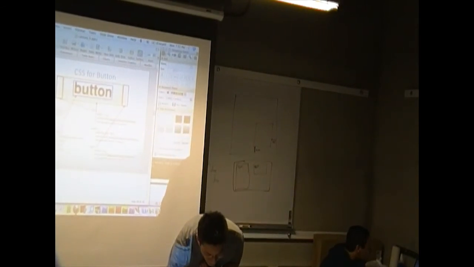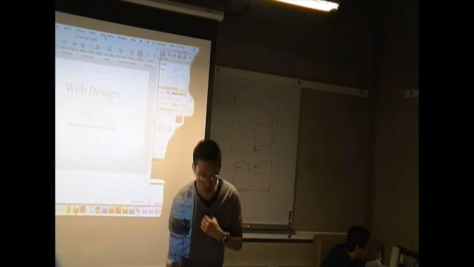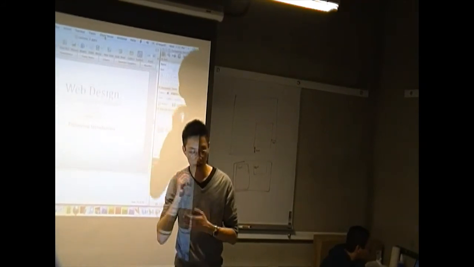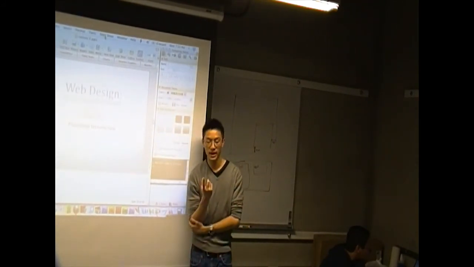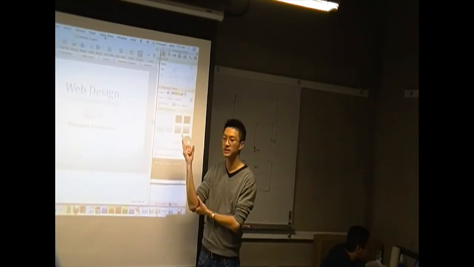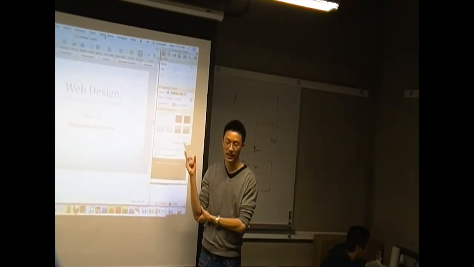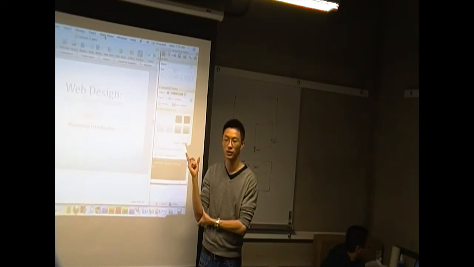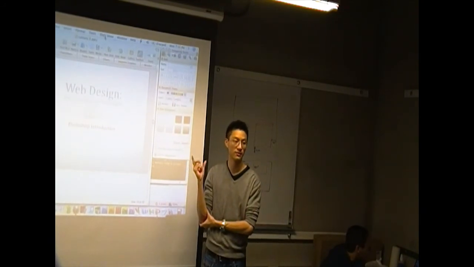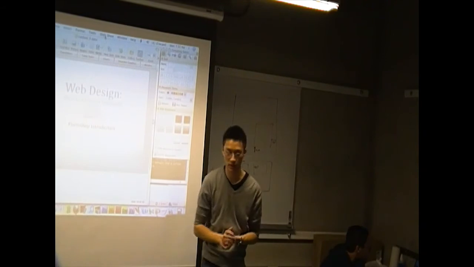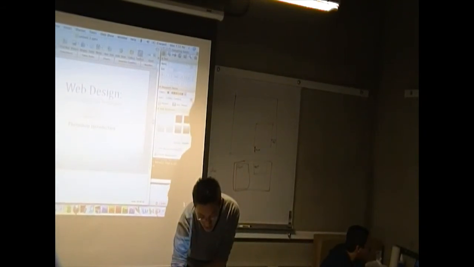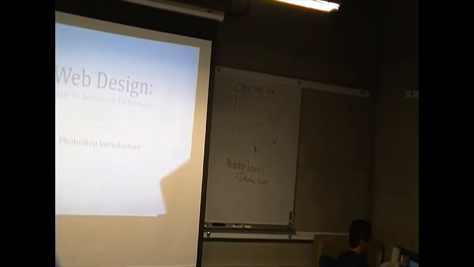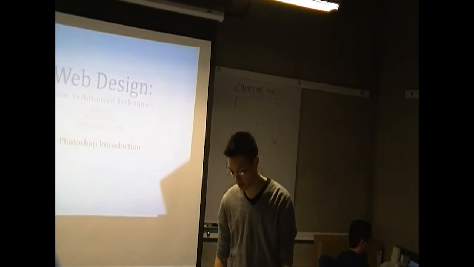Okay, so let's take a quick break, and there are two parts to the lab right now. The first part is setting up Photoshop, and you're going to be setting up the HTML and CSS for this button. After you guys are done with that lab, then we'll go into the Photoshop tutorial, and we'll finish up with that at the end of the class. So just go ahead and start with part one of the lab. Okay, so let's go back to the Photoshop introduction.